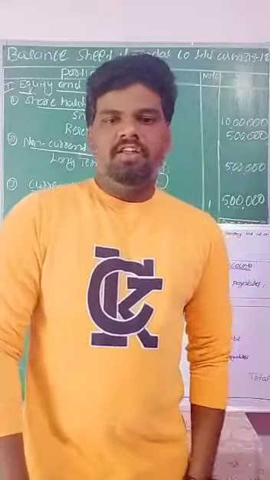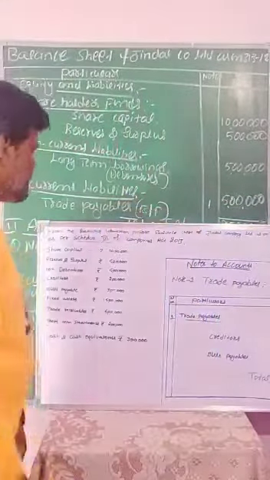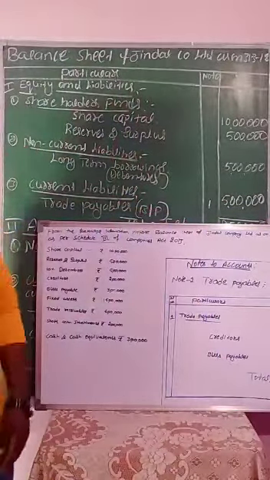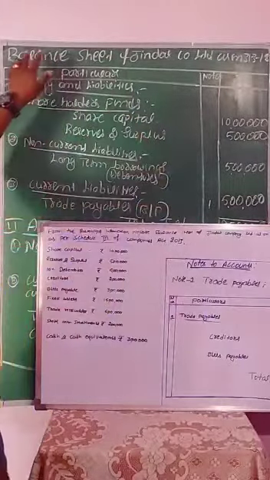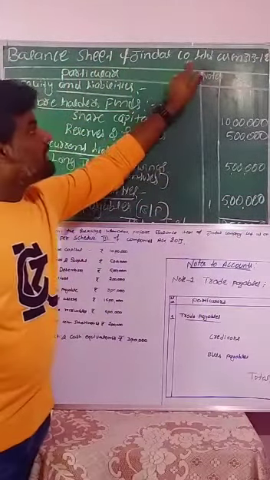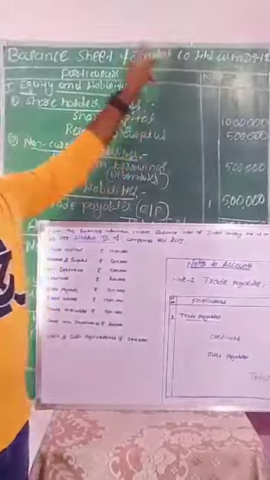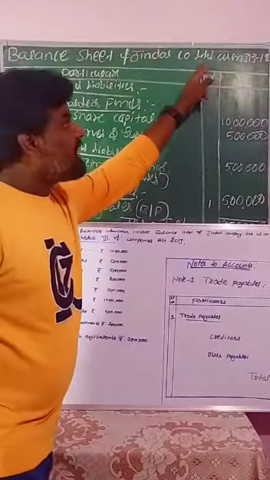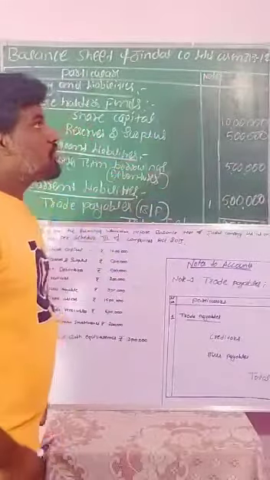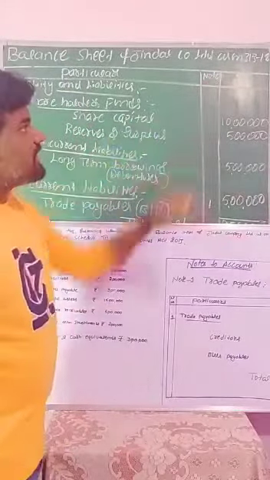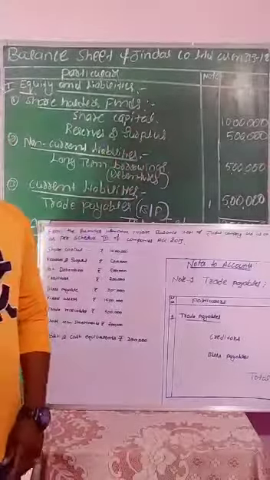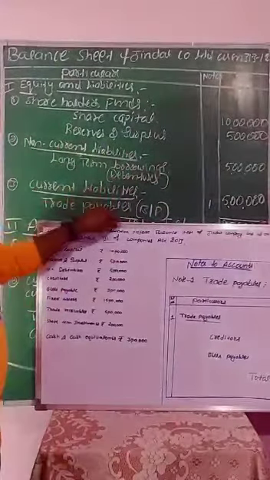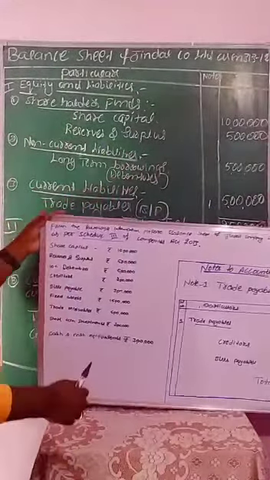Now we can apply the format. Before applying the format, first we need to take the headline: balance sheet of Jindal Company Limited. We are preparing the Jindal Company balance sheet, right? That's why we need to mention Jindal Company Limited as on 31st March 2018. At the end of the year, we need to prepare the balance sheet. Below that, first we need to apply the balance sheet format.